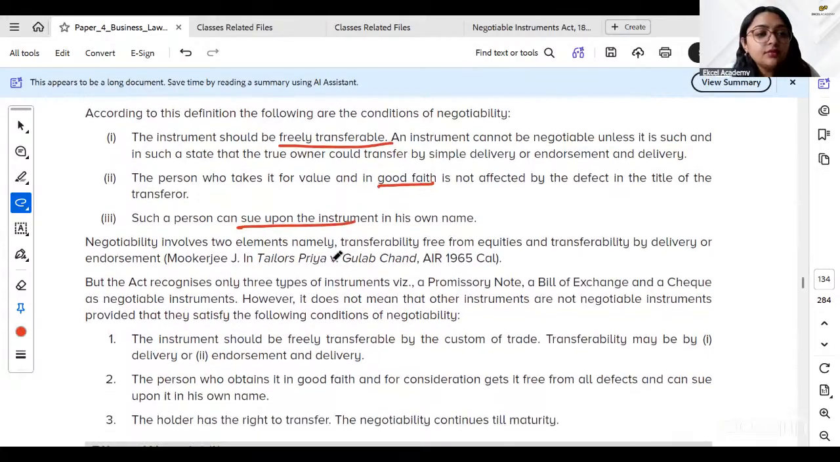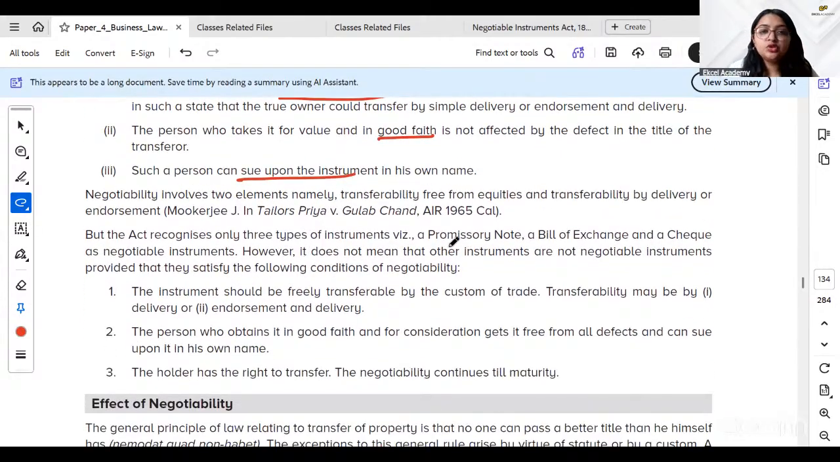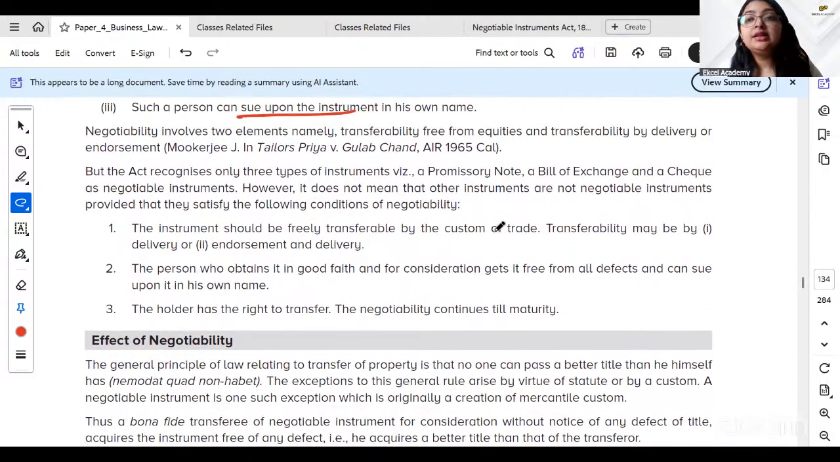Now, the Act only recognizes three types: promissory note, bill of exchange, and check. But it does not mean that other types are invalid. It just means that they must satisfy negotiability, but they are not bound by the Act. The instrument should be freely transferable by custom or trade. Transferability may be by delivery, which is the case for a bearer instrument. In case of endorsement, it is an order instrument.